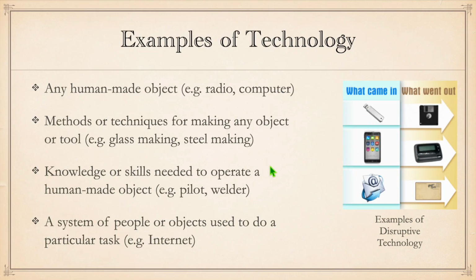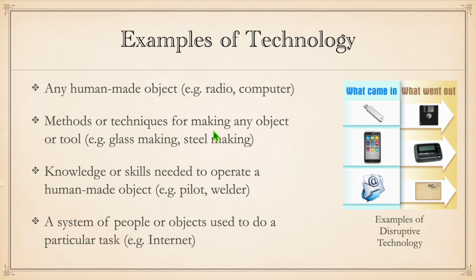Now, some examples of technology. Any human made object is an example of technology. So, radios, computers, even something as simple as a pencil or an ink pen, paper, that sort of thing. Those are also examples of technology.